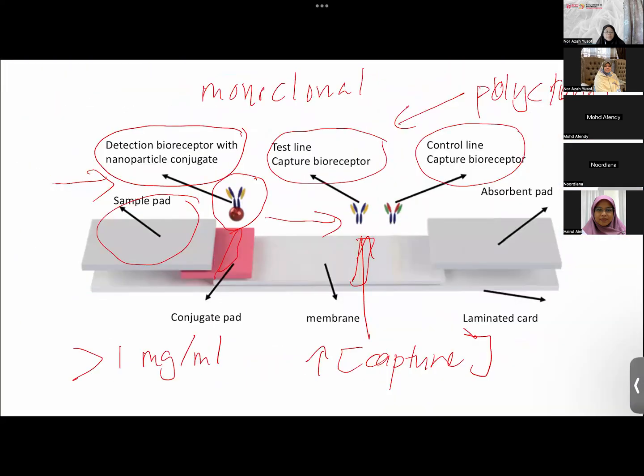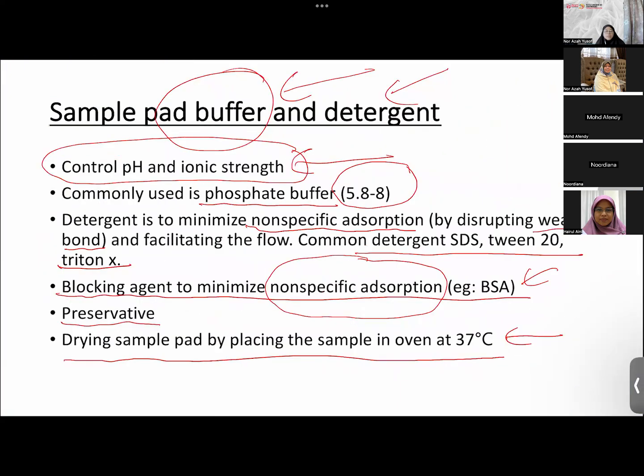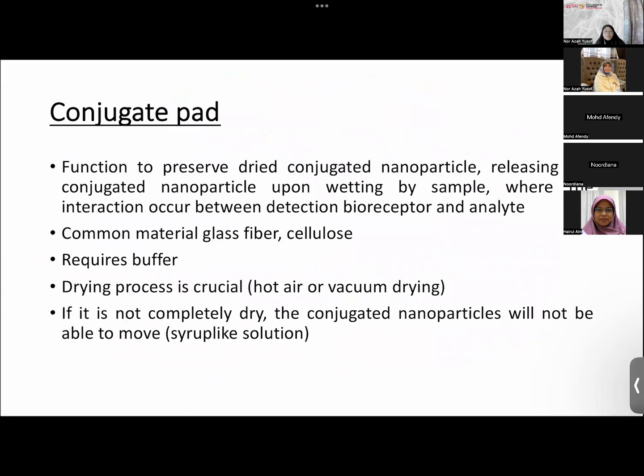Just to remind you on this, the first one that we discussed. The next one, conjugate pad. Again, we have to make sure that whatever conjugated nanoparticles, biomaterials, or bioreceptors can withstand drying and wetting again, meaning it goes back to the actual structure. If it doesn't go back to the actual structure, meaning the structure is disrupted by the wet and dry cycle, then you cannot use it. What you can do is test the reproducibility of the signal. If you get a reproducible signal 10 times, 20 times, then you're good to go.